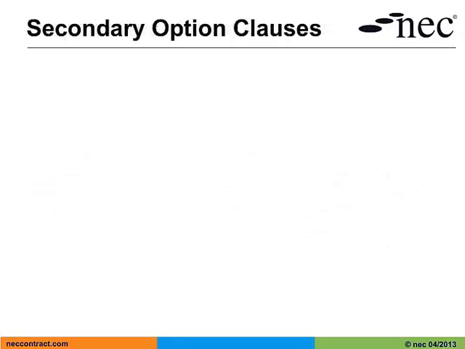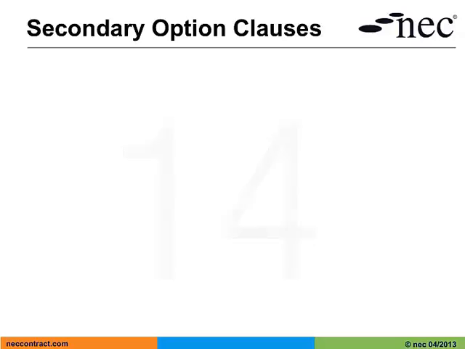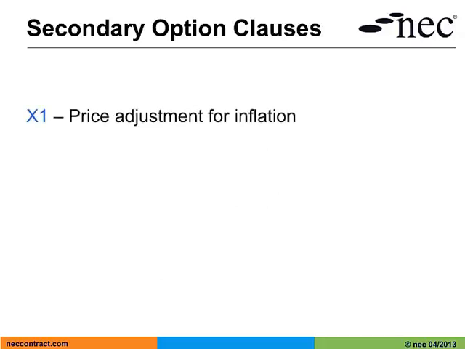Now let's have a look at the secondary option clauses. In total, there are 14 secondary option clauses from which we can choose. The employer can have as many or as few of the secondary options as he sees fit for his contract. Firstly, we have secondary option X1, price adjustment for inflation. When putting together a contract strategy, the employer must decide whether he wants to retain the risk of inflation or whether he wants to pass this risk to the contractor. If he wishes to pass the risk to the contractor, he would include secondary option X1.